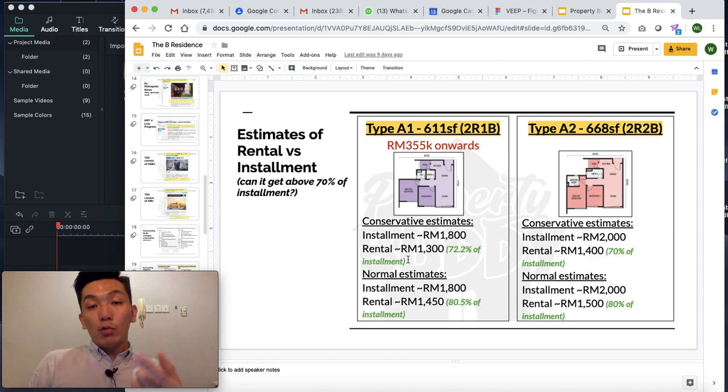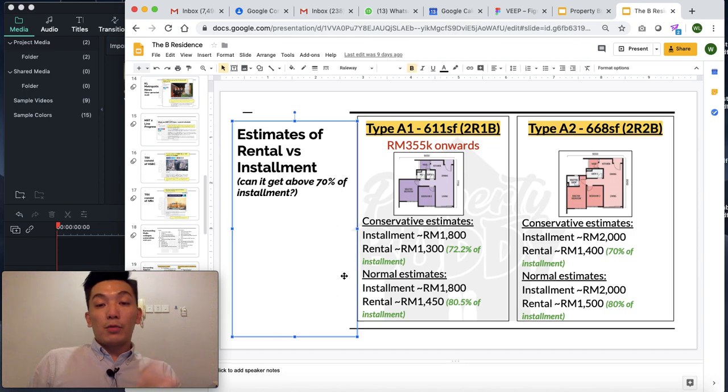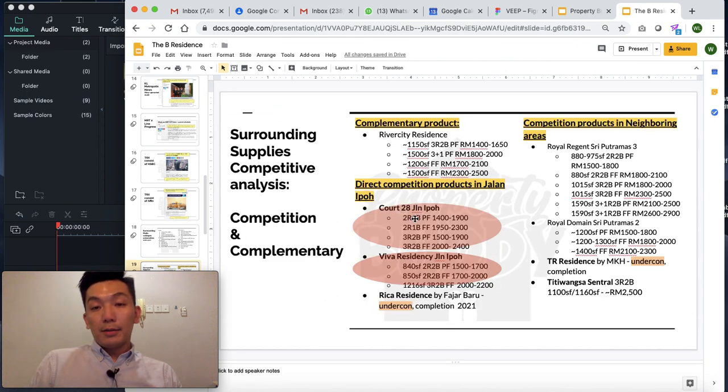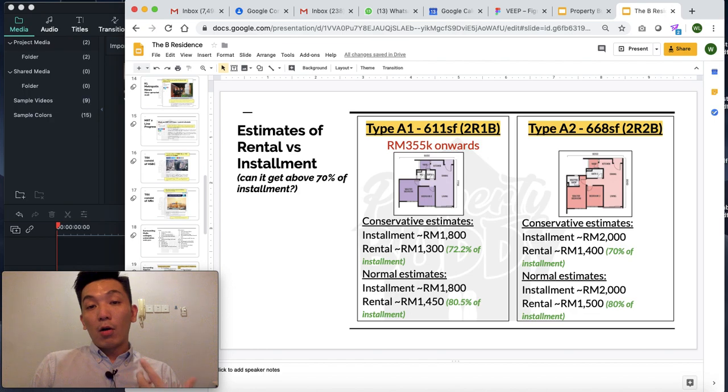Rental, why do we put 1,003? Because of what? Rental 1,003, rental 1,004. Because of this one, you've got to see back here. 2-bedder, 1 bathroom is 1,004 to 1,009. Two room, 1 bathroom, 1,950 to 2,3 for the fully furnished. So in the conservative estimates, we just do 1,003.